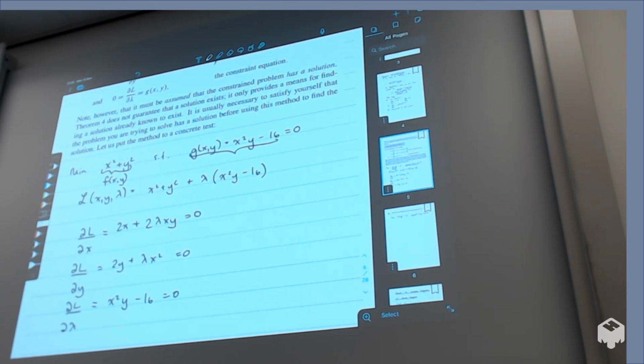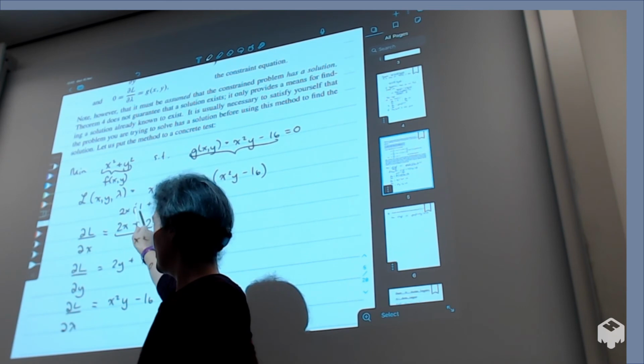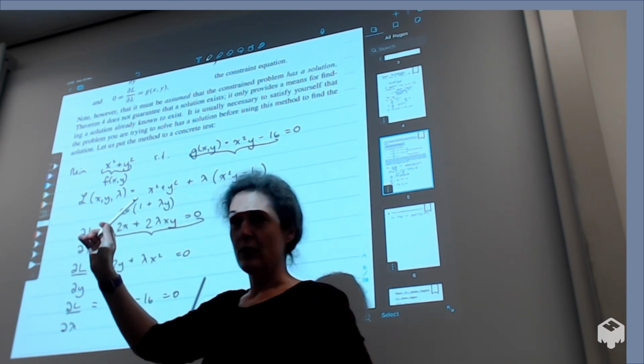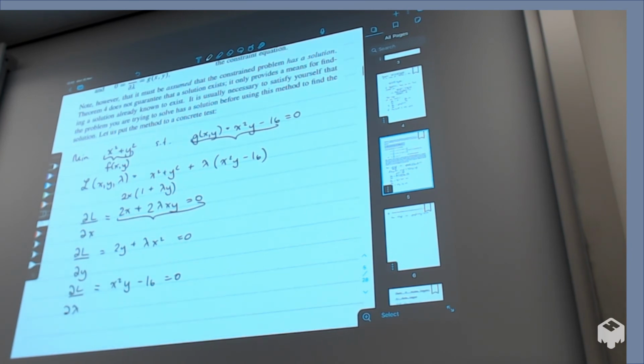Okay, so what can we conclude? If we have a look at this first equation over here, we could rewrite this as 2x(1 plus lambda y). And we see from this that we must have either x is equal to 0 or 1 plus lambda y is equal to 0. So this one says either x is equal to 0 or lambda y is equal to minus 1.